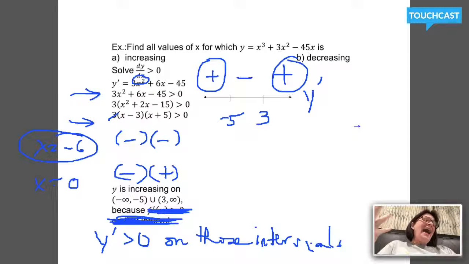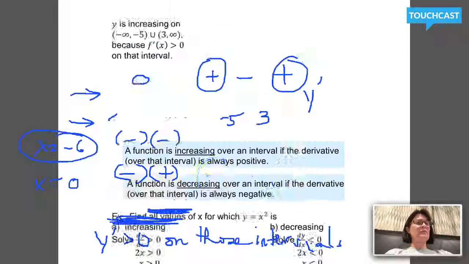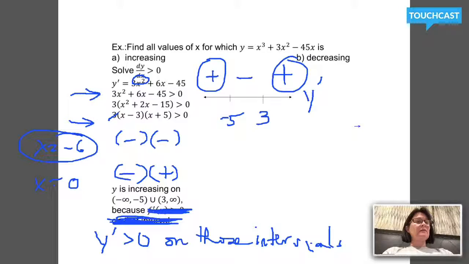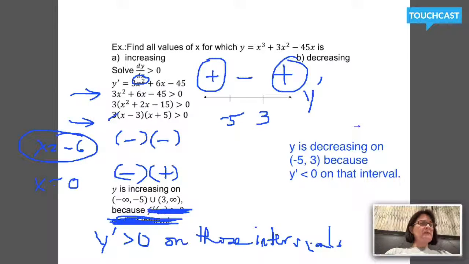So I don't even have to go through the same process to answer part B. I already have a sign chart for y prime. y prime is negative on the interval -5 to 3, and I know that a function is decreasing where its derivative is negative. So I can jump right to this next part of the conclusion for part B. So if I wanted to write this up, there's my write-up. I would say y is decreasing on the interval -5 to 3 because y prime is less than 0 on that interval. It's the same thing as saying the derivative is negative.